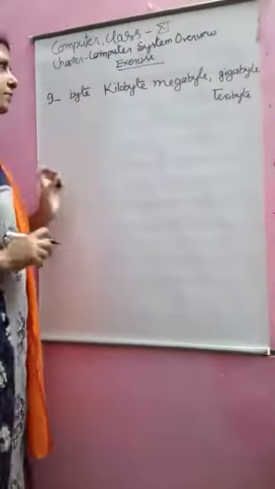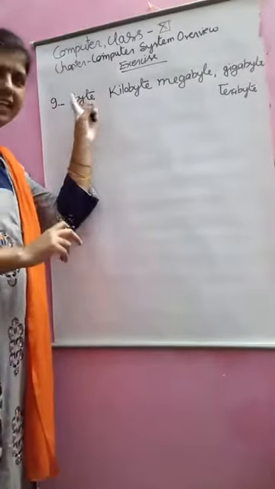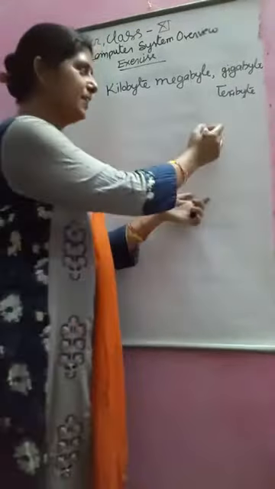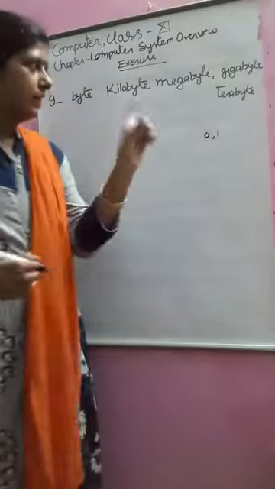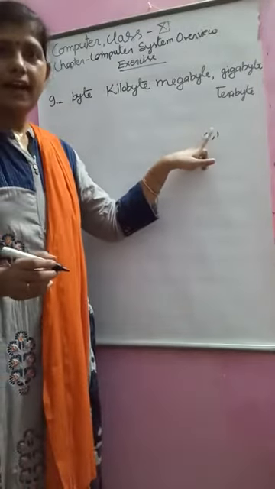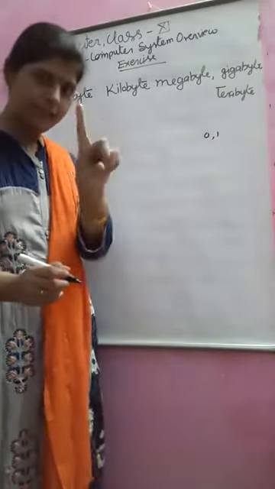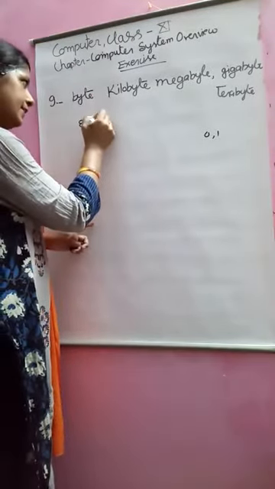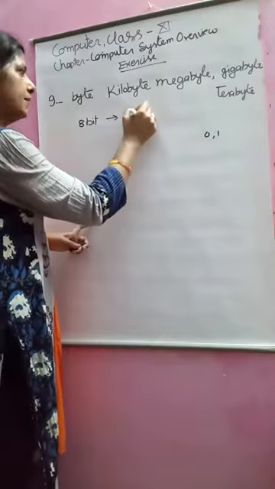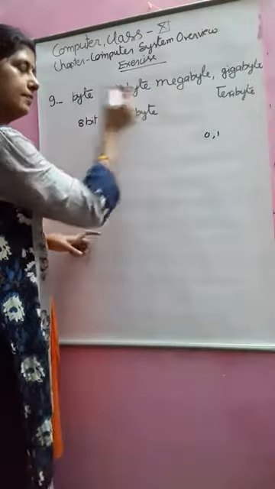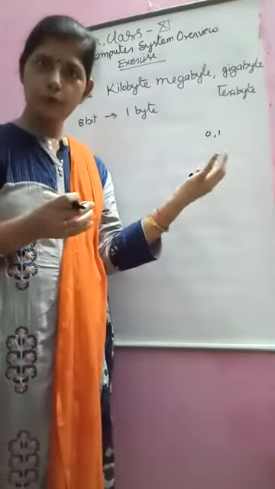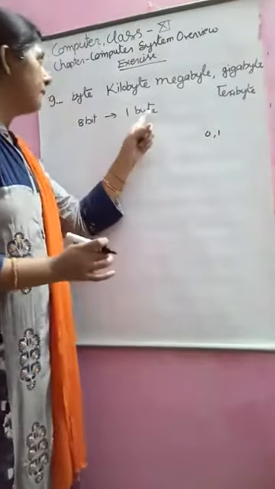Now, I will take the answer of this one. Byte. Computer is an electronic device. It works on 0 and 1. So, this is called a bit. Either 0 or 1 is called a bit. Now, a combination of 8 bits is called 1 byte.